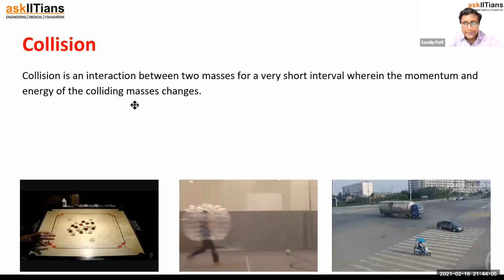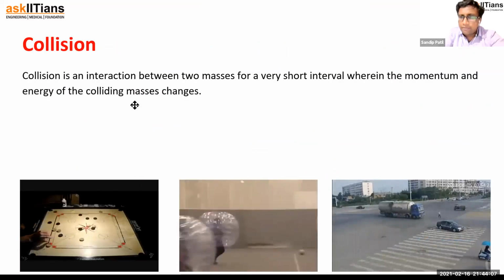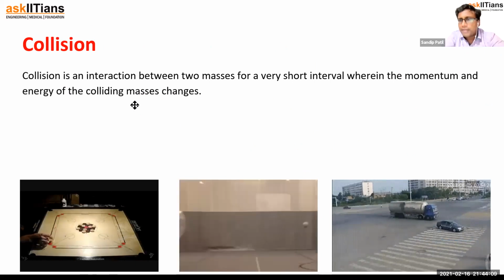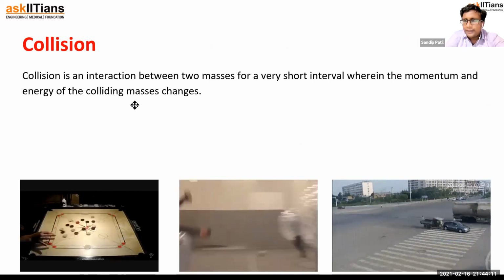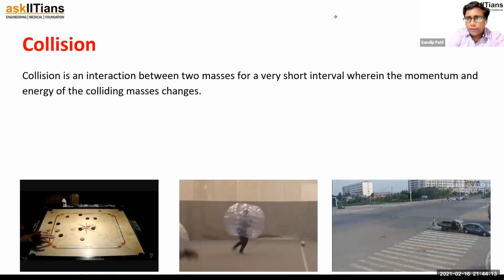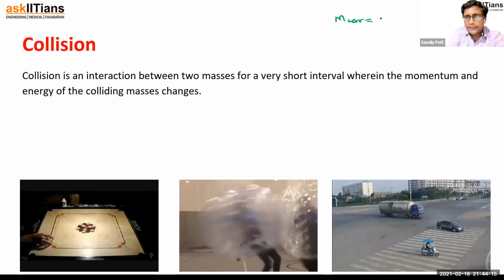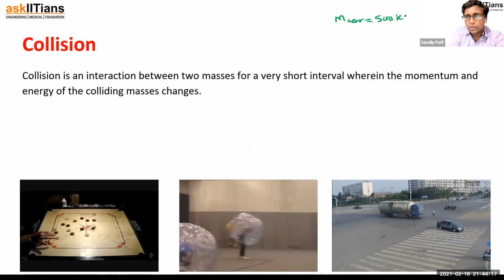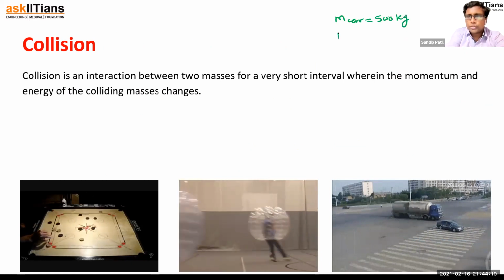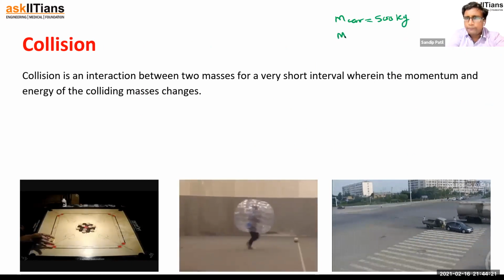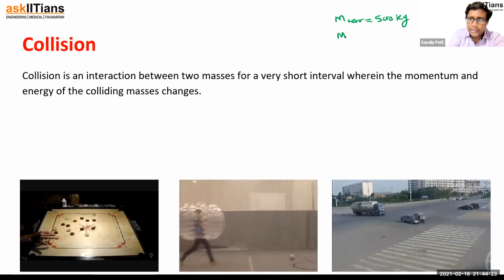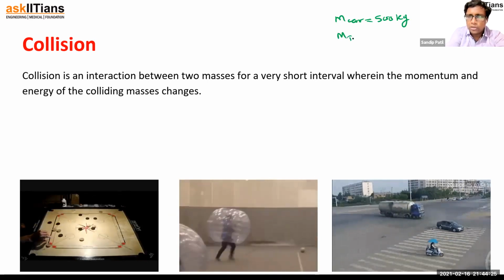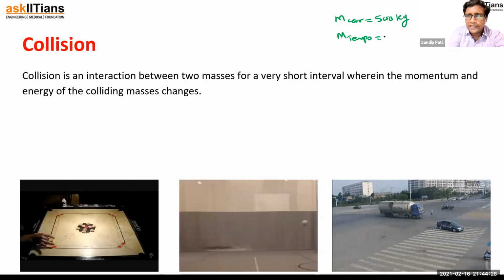This car and tempo, right? What is happening before collision? Let's take some arbitrary values. Consider mass of the car. I'll use some values. Mass of the car, let's say 500 kg. And mass of that tempo, a small rickshaw type tempo, let's say 300 kg.